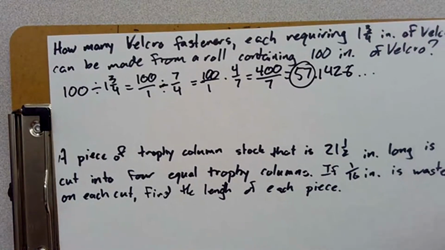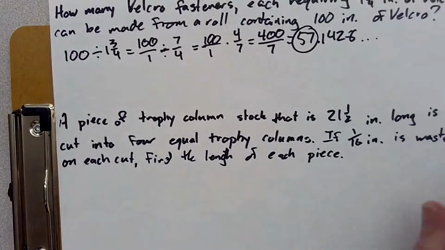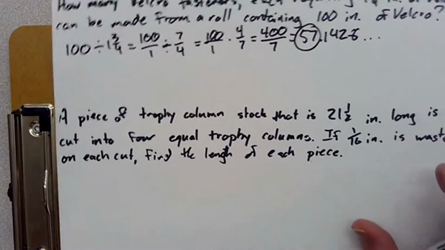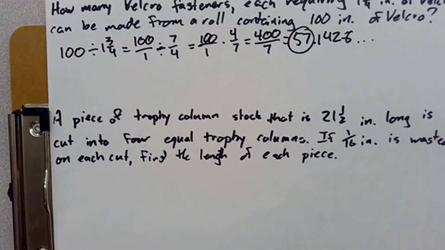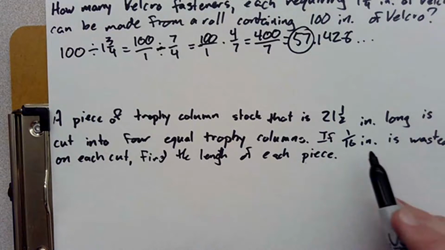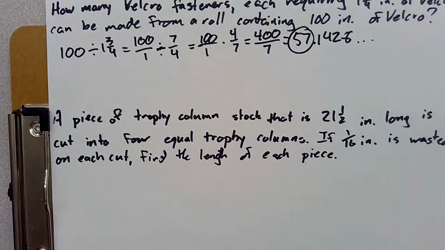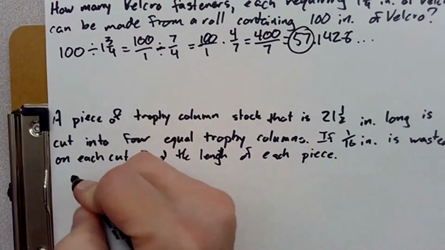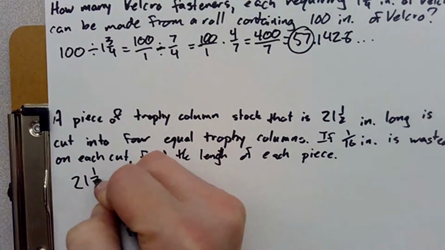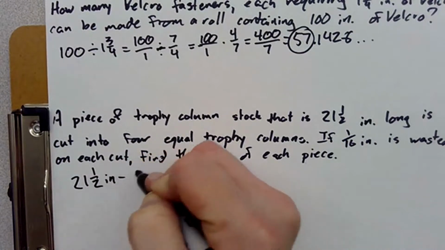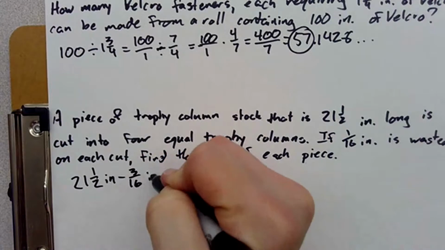Next one, a piece of trophy column stock that is 21.5 inches long is cut into 4 equal trophy columns. If 1/16 inch is wasted on each cut, find the length of each piece. Well, we've got three cuts to make 4 equal trophy columns. So we're wasting 3/16 of an inch, and we'll subtract that from our 21.5 inches. 21.5 inches minus 3/16 of an inch.